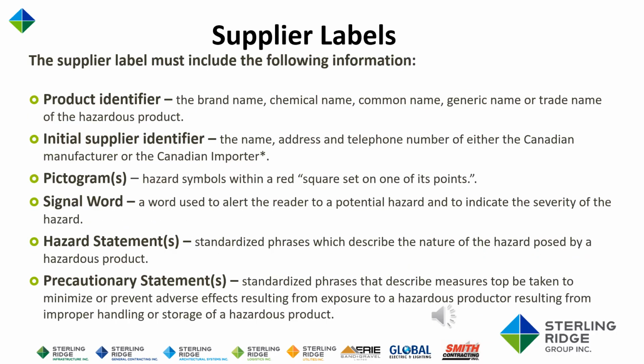The supplier label must include the following information: product identifier, the brand name, chemical name, common name, generic name or trade name of the hazardous product; initial supplier identifier, the name, address and telephone number of either the Canadian manufacturer or the Canadian importer; pictograms, hazard symbols within a red square set on one of its points; signal word, a word used to alert the reader to a potential hazard and to indicate the severity of the hazard; hazard statements, standardized phrases which describe the nature of the hazard posed by a hazardous product; precautionary statements, standardized phrases that describe measures to be taken to minimize or prevent adverse effects resulting from exposure to a hazardous product or resulting from improper handling or storage of a hazardous product.